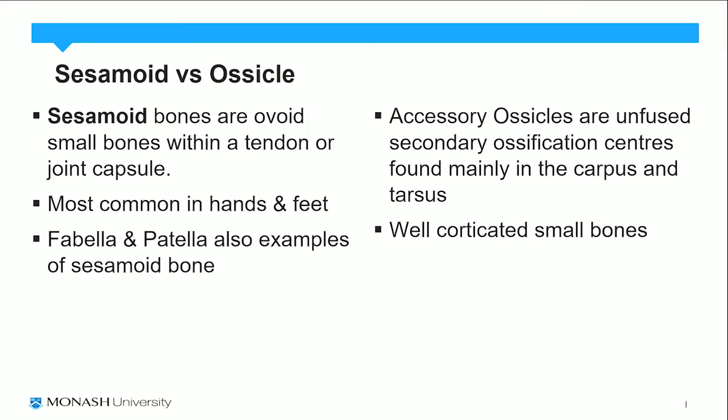Sesamoid bones versus ossicles. Sesamoid bones tend to be ovoid small bones, and they sit within a tendon or a joint capsule, and they're very common in the hands and the feet. The fibula and patella are also examples of sesamoid bones. Accessory ossicles are unfused secondary ossification centers, and they're found mainly in the carpus and the tarsus. They are very small bones, and they have well corticated margins.